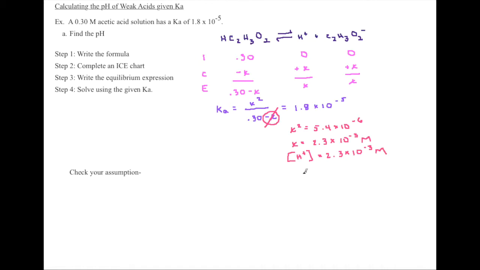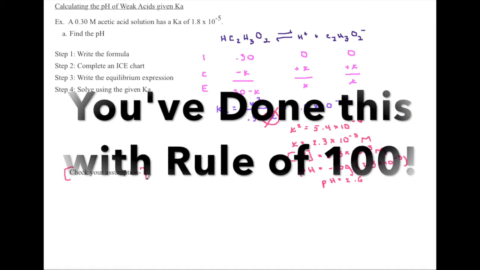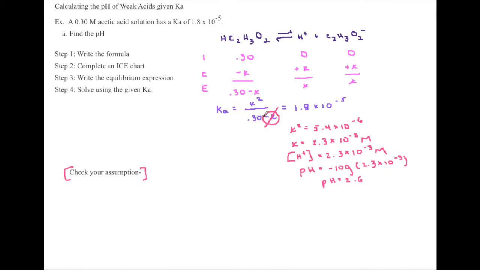And so to solve for pH, because that's what it's asking me to do, I can just find the negative log of 2.3 times 10 to the negative third, and that will give me my pH. And so what I end up getting is that my pH equals 2.64, or just 2.6 using the correct number of significant figures. Now the important thing for you to know is that when I'm done, I've got to check my assumption, that I can just ignore this x.